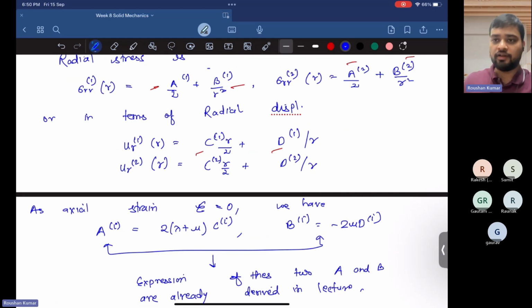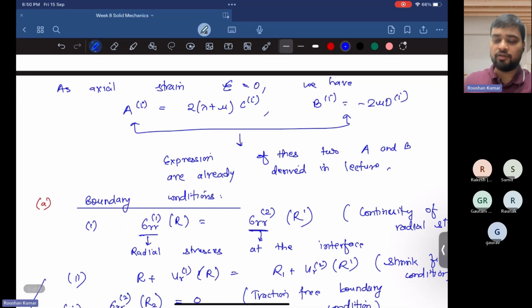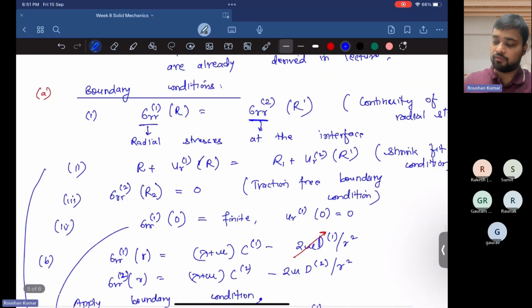This is already derived in the lecture. You can go to the lecture and see how the expression comes. After that, we have to write the boundary conditions for solving the unknowns. Basically, we have four unknowns, and to find the exact expression for radial stress, we have to find the values of these unknowns, so we need boundary conditions. We have four boundary conditions. The first is due to the continuity of radial stress at the interface. The second is the shrink fit condition, the third comes from the traction free boundary condition, and the fourth comes from the finite displacement at the center, that means at radius equal to 0.